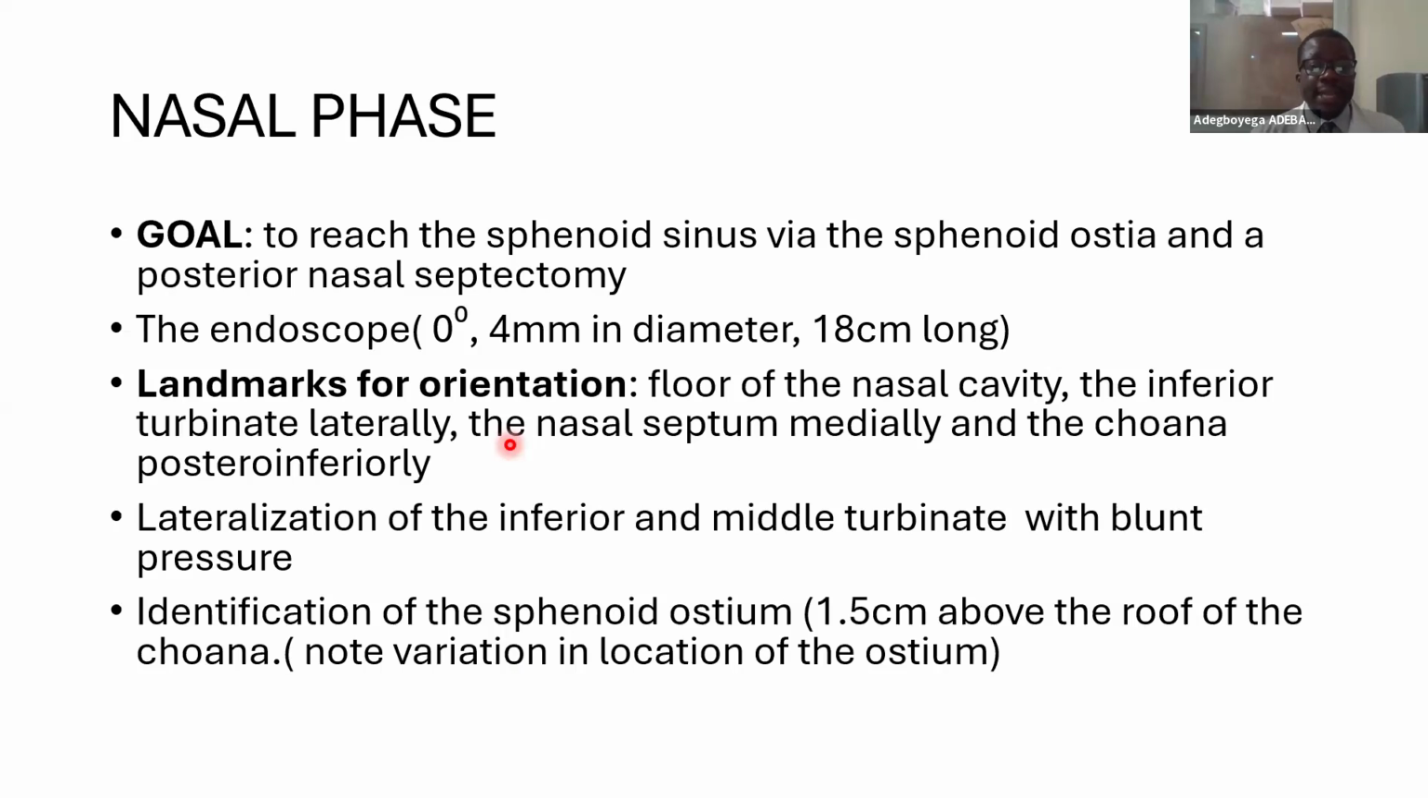The first step after identification of the landmarks is lateralization of the middle or inferior turbinates to allow for more room and maneuverability of the instruments within the nasal cavity. Some surgeons prefer to do a turbinectomy, and this is in anticipation that the turbinate that has been removed will be used for future sellar reconstruction when the surgery is being completed.